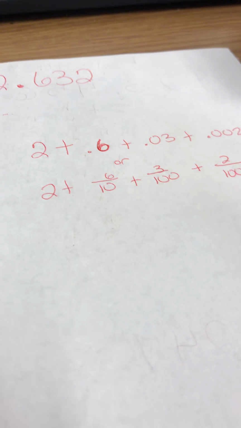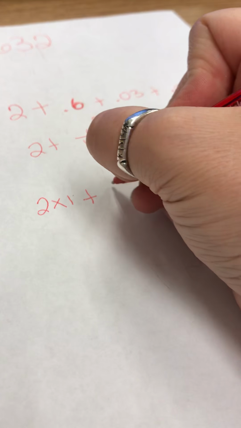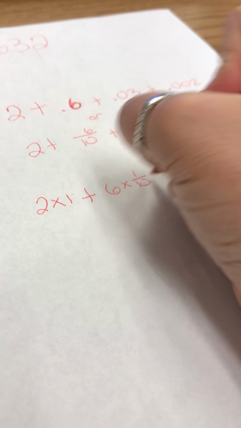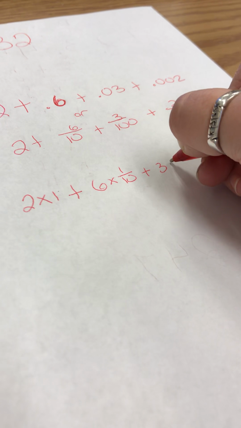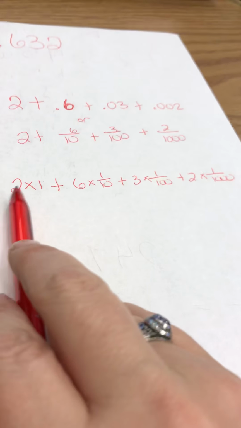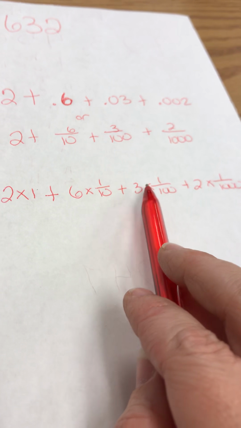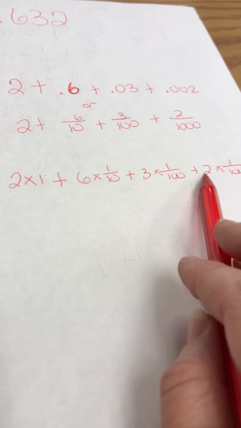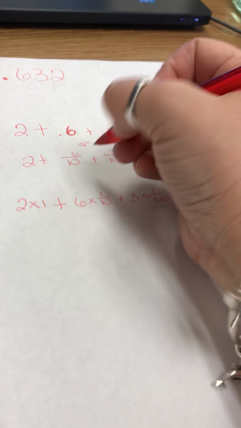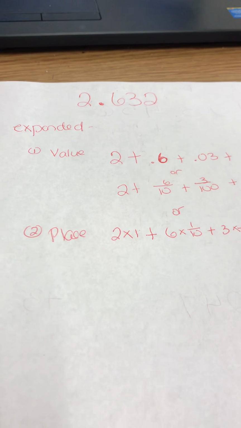You could also do expanded form based on place. So you would write it as a 2 times 1 plus, and I'll explain where I'm getting these pieces from, 6 times 1/10 plus 3 times 1/100th plus 2 times 1/1,000th. So we would read this as I have a 2 in the ones place, plus a 6 in the tenths place, plus a 3 in the hundredths place, plus a 2 in the thousandths place. So any of these forms are acceptable for the expanded form of this decimal.